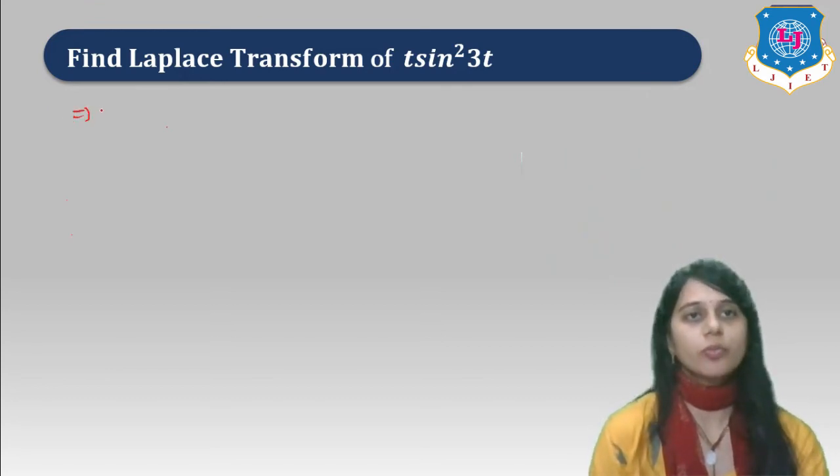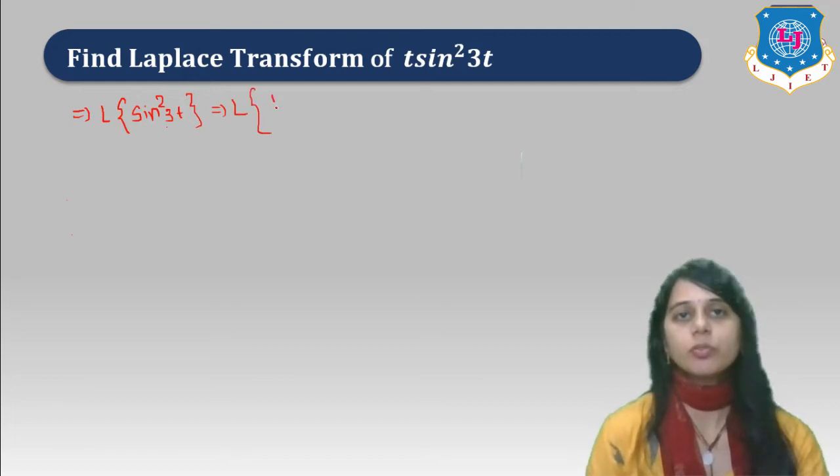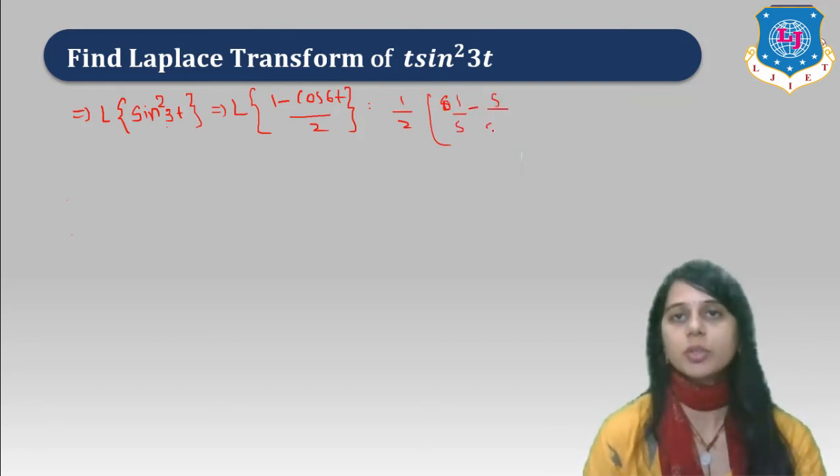First of all, step 1, find the Laplace of sin square 3t. By the trigonometry formula, we get Laplace of (1 minus cos 6t) by 2. So the answer is 1 by 2 times (1 by s minus s upon s square plus 36). Taking LCM, we get 18 upon s into (s square plus 36) as the answer.